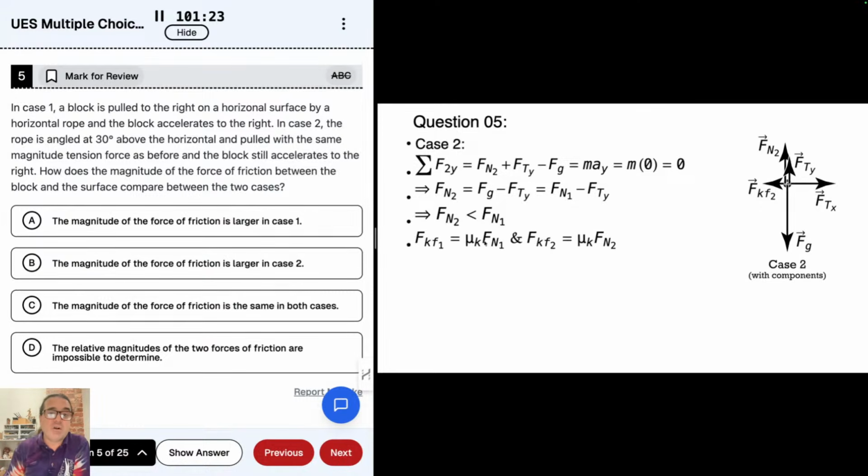And therefore, we know because force of kinetic friction 1 equals the coefficient of kinetic friction times force normal 1, and the force of kinetic friction 2 equals the coefficient of kinetic friction times force normal 2, that because force normal 2 is less than force normal 1, and the coefficient of kinetic friction is the same in both cases, that force of kinetic friction 2 is less than the force of kinetic friction 1. The correct answer is A.